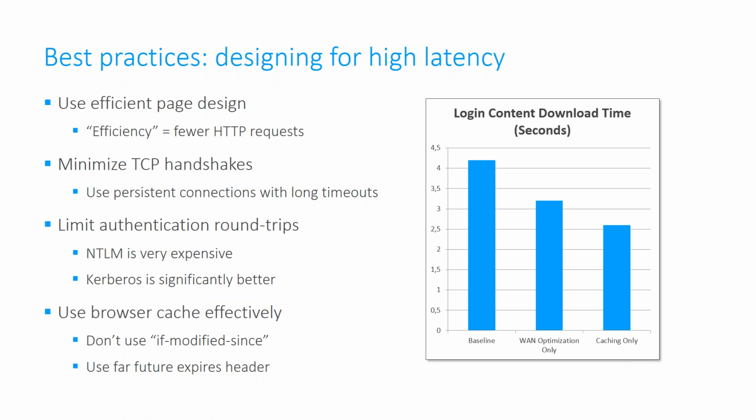Minimize the number of TCP connections. Each TCP connection requires a round trip across the network as well. So persistent connections are pretty much universal if they're enabled, and we'll see an example in just a minute where they might not be. But keep those connections open so they can be reused inside the enterprise.